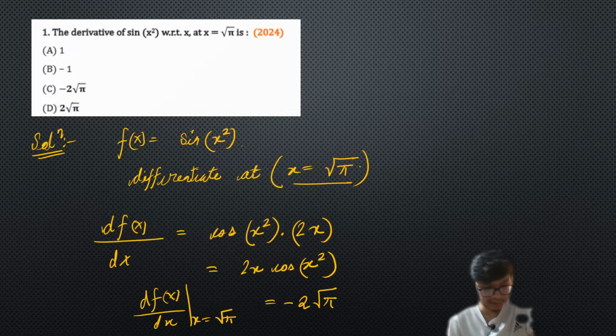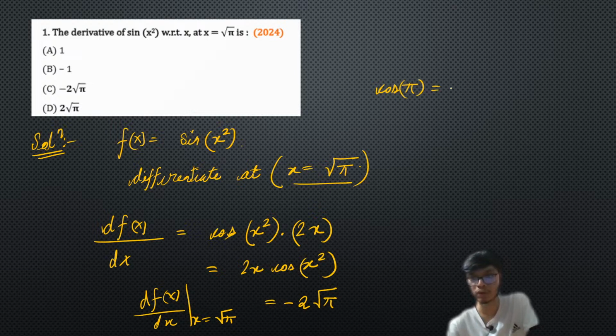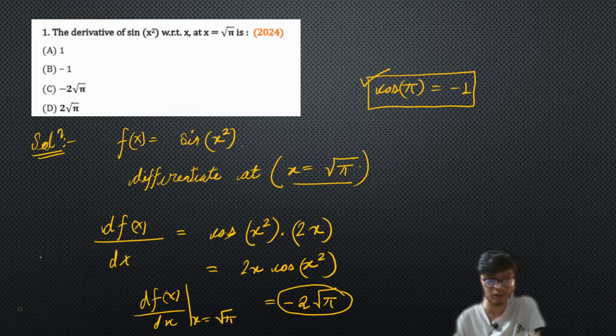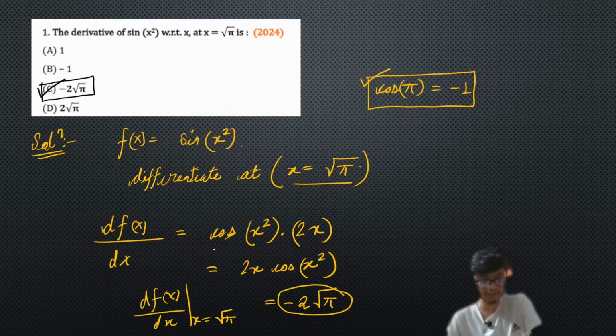No, Subham, you are incorrect. The answer is option C. The differentiation of sin x is basically cos x, and cos pi is equal to minus 1. Please make sure that you know this. So the answer is going to be minus 2 square root of pi, and with this we have the answer as option number C. Option C is going to be the right answer. Please correct it, Subham. Did you get it?